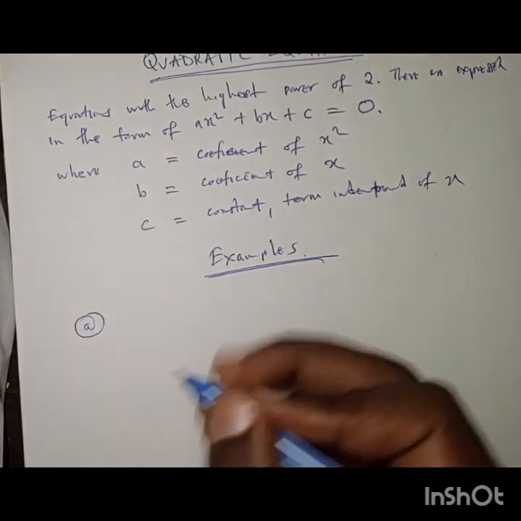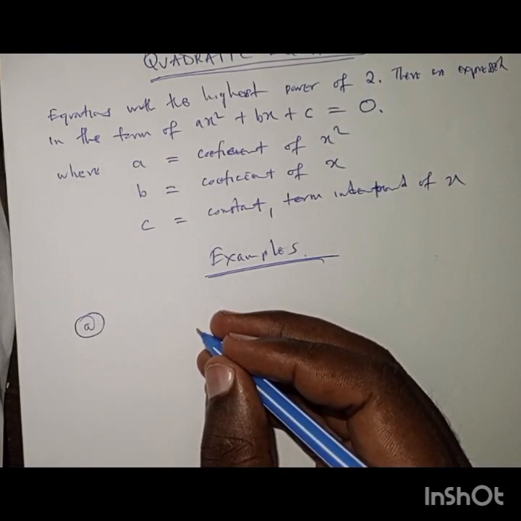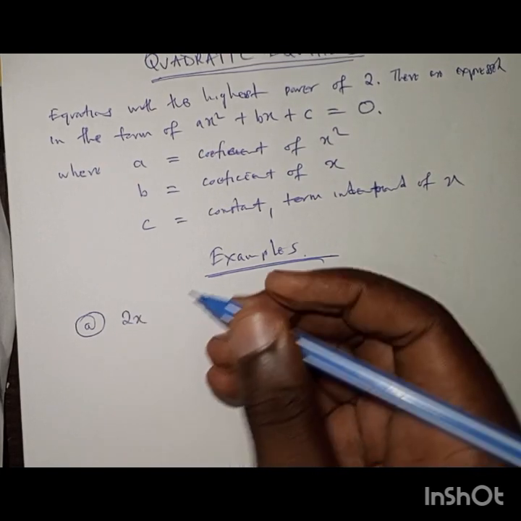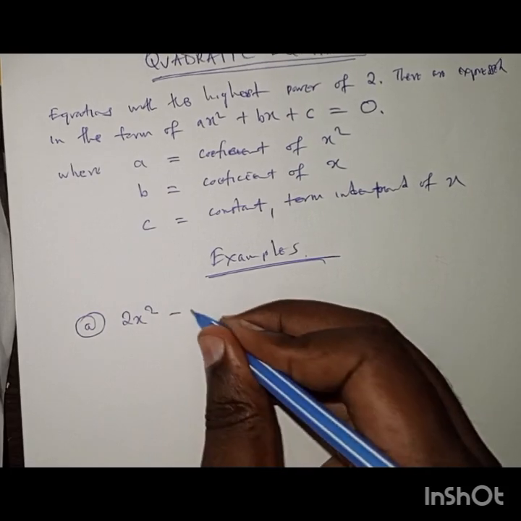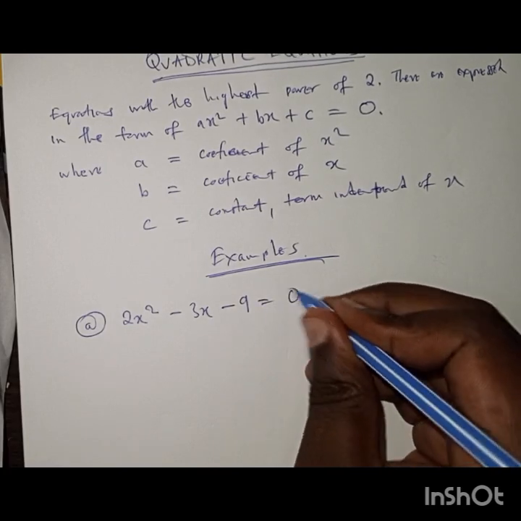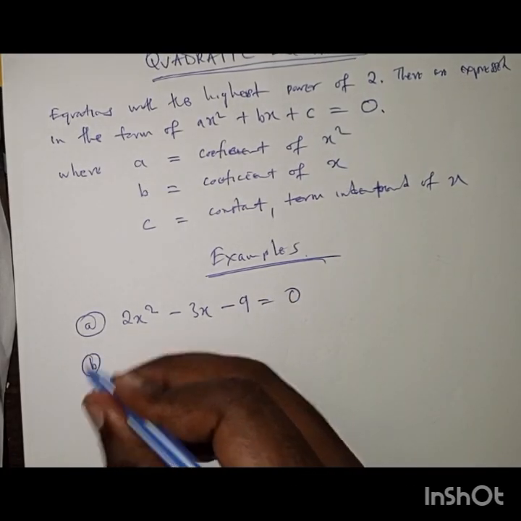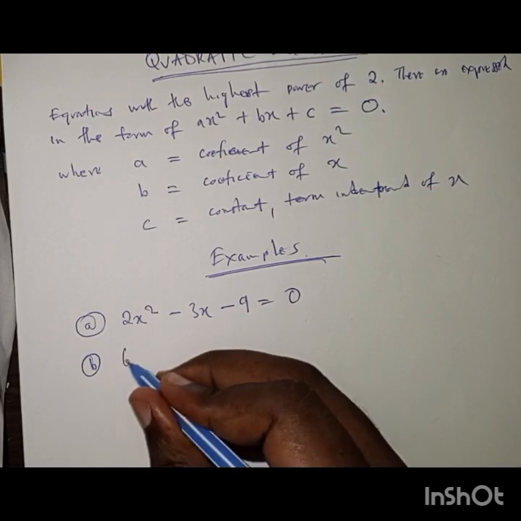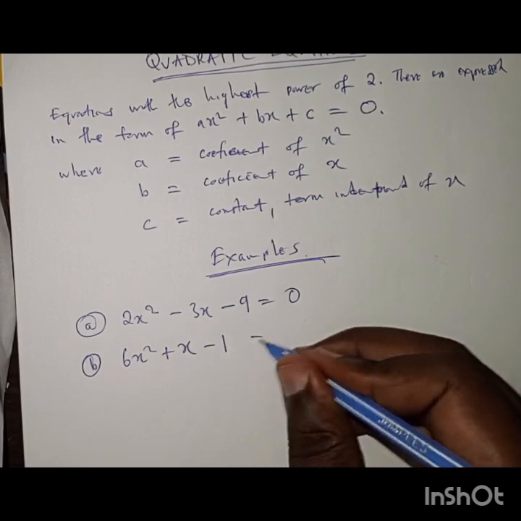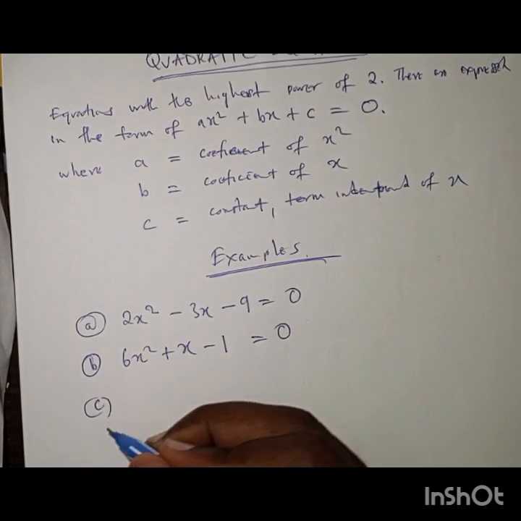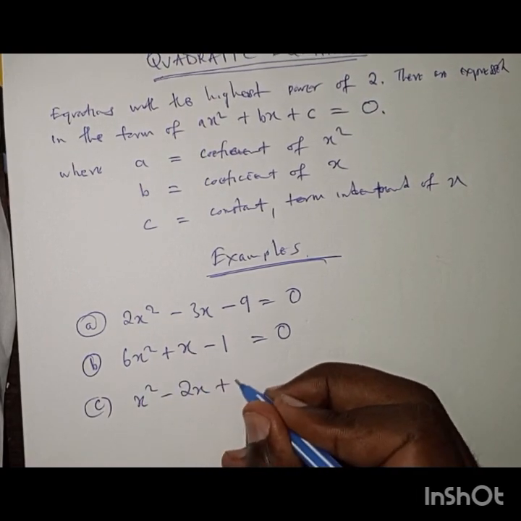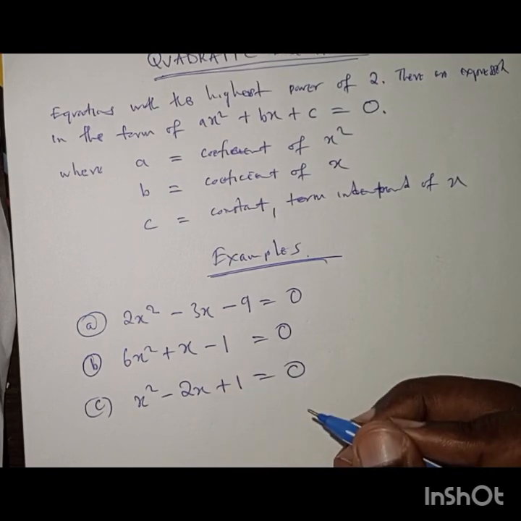Examples, we can have a, let's say we have 2x squared minus 3x minus 9 is equal to 0. Then b, let's say we have 6x squared plus x minus 1 is equal to 0. Then c, let's say we have x squared minus 2x plus 1 is equal to 0.